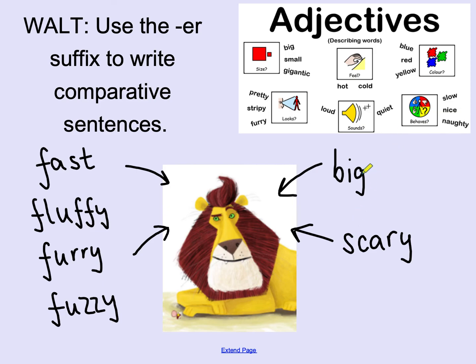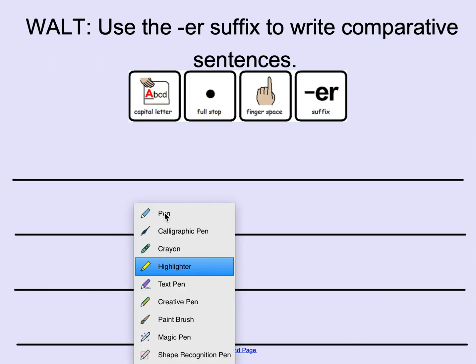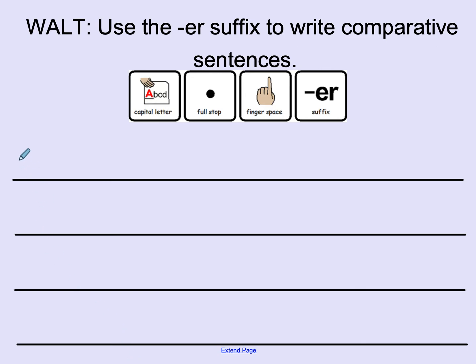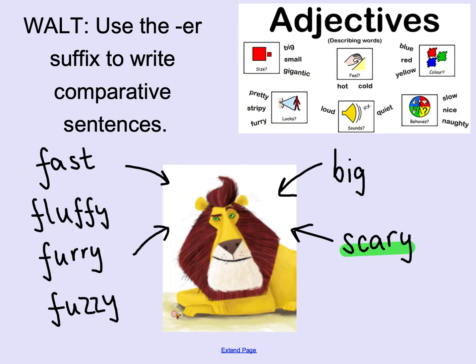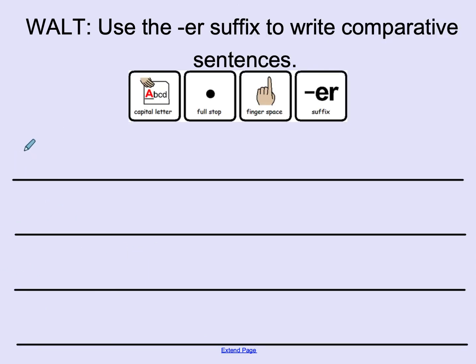Well, he's definitely bigger than the mouse. He's definitely scarier than the mouse. Is he fluffier than the mouse? Yeah, I think so. Is he faster than the mouse? Yeah, I think so. So maybe let's take the word scary and let's say that the lion is scarier than the mouse, and we will challenge ourselves and we will use the conjunction because. Now, why is the lion scarier than the mouse? Well, because he is bigger. Yeah, maybe because he is bigger than the mouse. That's a good sentence. So let's write it down.